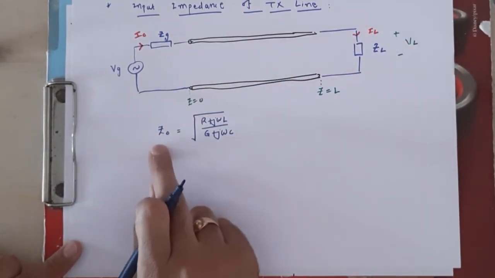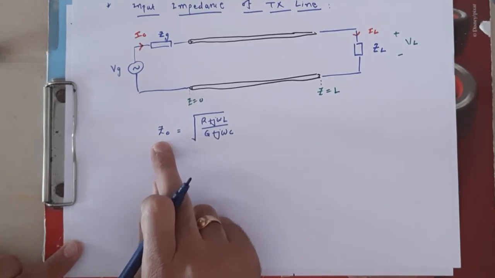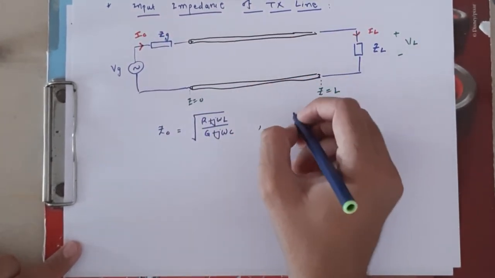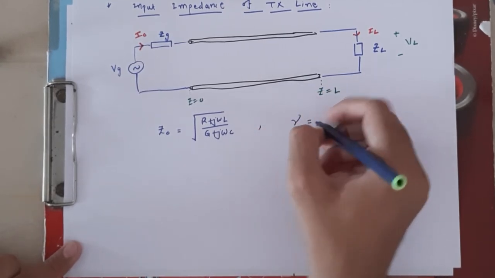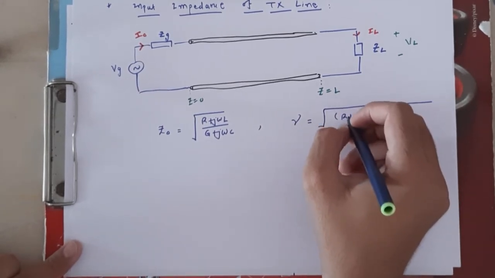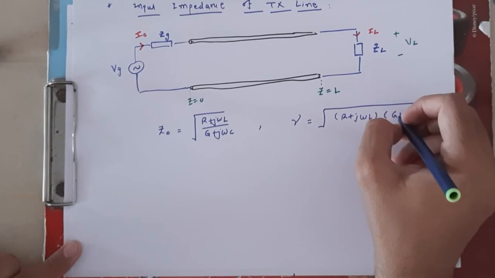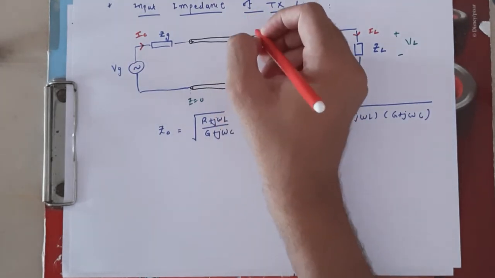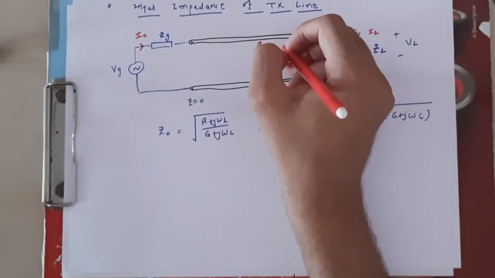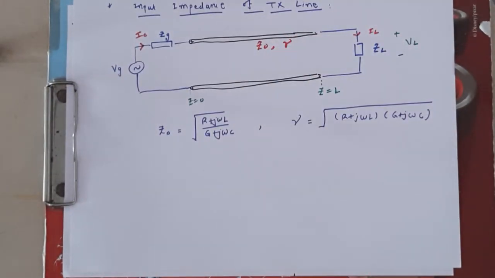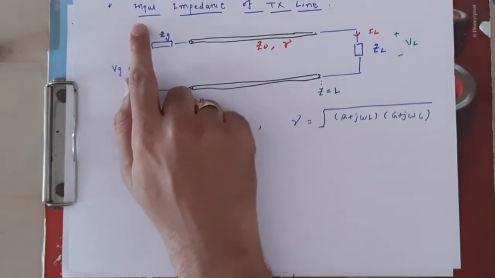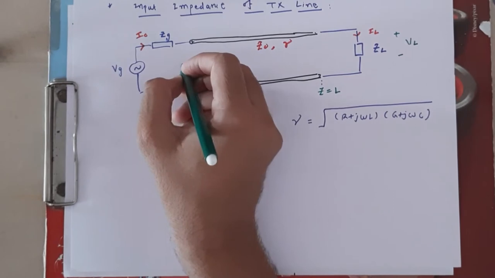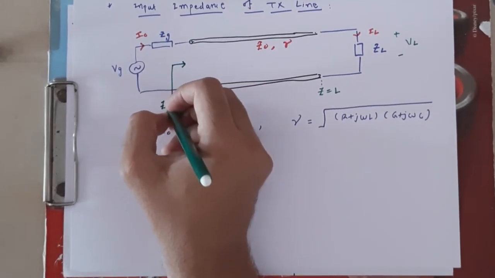So this transmission line has some characteristic impedance, known as Z0, but in this question we have to find the input impedance of the transmission line. Second, this transmission line has a propagation constant, gamma, and the equation of gamma is the square root of (R plus j omega L)(G plus j omega C). So this transmission line has two parameters: first Z0, and second the propagation constant gamma. Now we have to measure the input impedance from the input side. It is known as the input impedance of the transmission line, Zin.